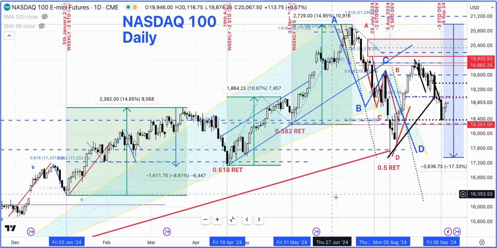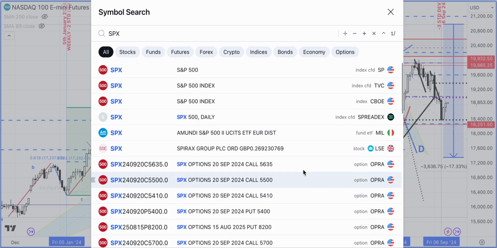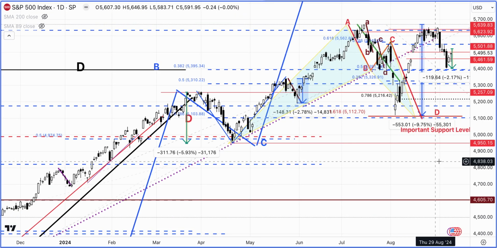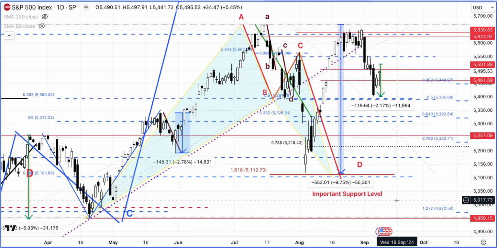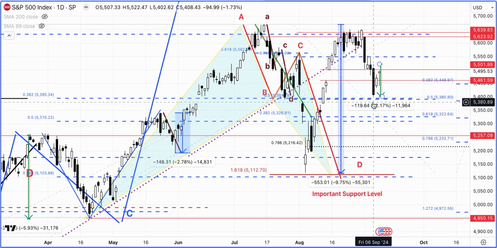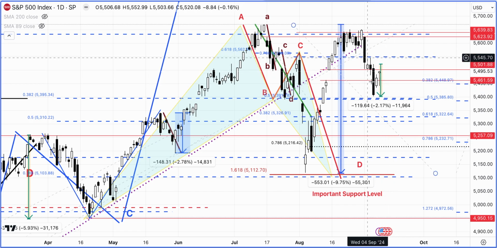And if we take a quick look at the SPX S&P 500, it has also held its lows of Friday, 6th of September. But on the daily chart, you can see it's still an inside bar.